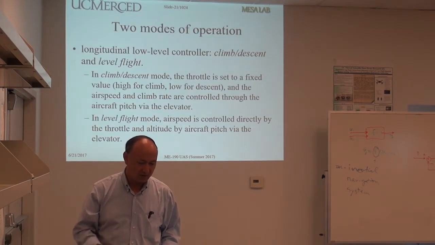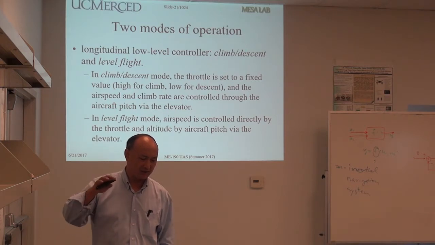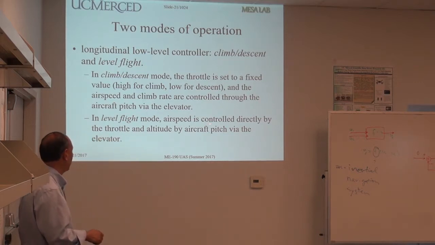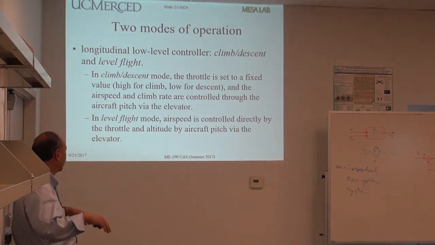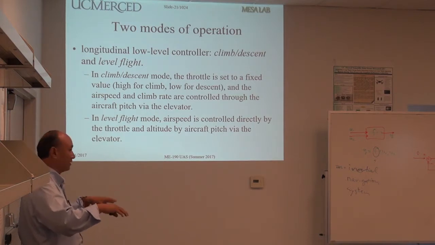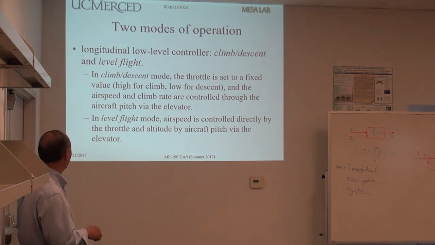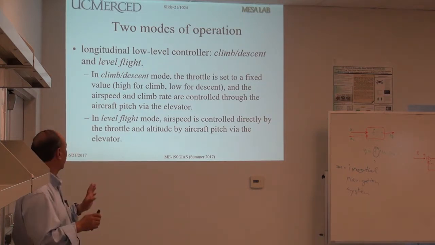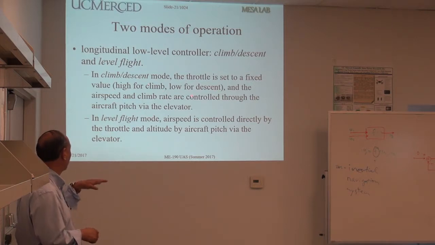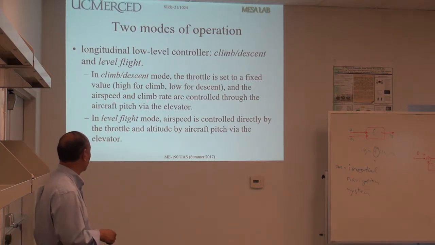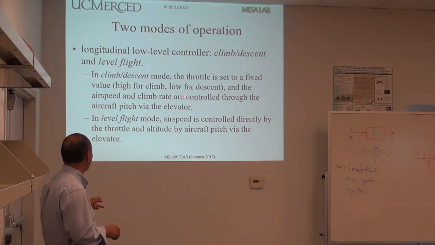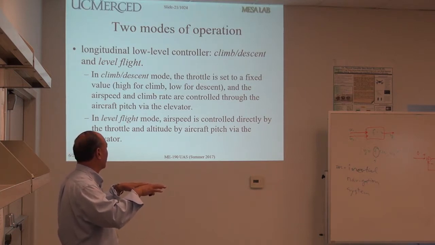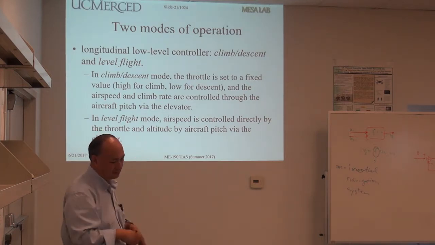So because it's called climb and descent versus level flight, it's different. In a level flight mode, okay, airspeed is controlled directly by the throttle and attitude using the pitch via the elevator, okay? However, when you are climbing and descending, the throttle is set to a fixed value. You don't change that. High for climb, low for descent. Airspeed and climb rate are controlled through their pitch via the elevator as well. So they can do this: level flight, keep it, and climbing and descending, okay, descending.